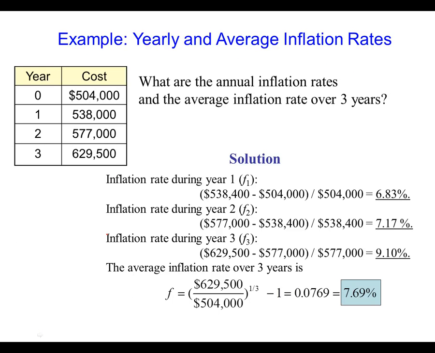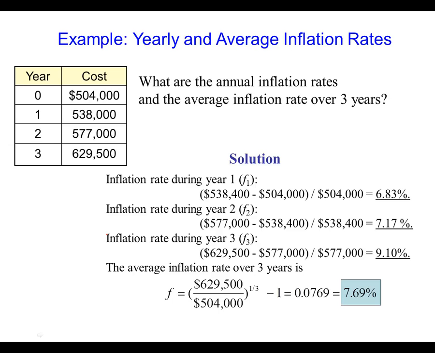Let's look at this example: calculating the inflation rate for each year, then the average inflation rate over 3 years. The inflation rate during the first year is 538,400 minus 504,000, divided by 504,000, and that will give us 6.83%. We'll do the same for the second year, subtracting the first year value from the second year value, divided by the first year, and that will give us 7.17%. The same for the third year, third year minus second year divided by second year, and that will give me 9.1%.